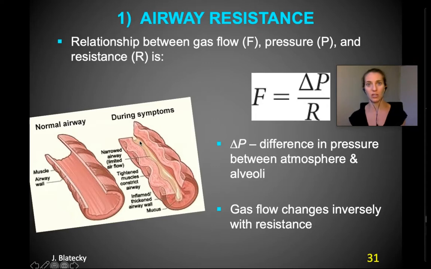Asthma also leads to increased resistance. What that's going to do is decrease airflow, decrease gas flow. So to come back to this, you could think about gas flow being directly related to differences in pressure, or gas flow being inversely related to resistance. So again, as resistance goes up, flow goes down. Okay, so that's airway resistance.